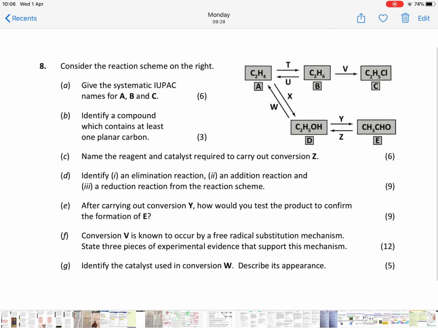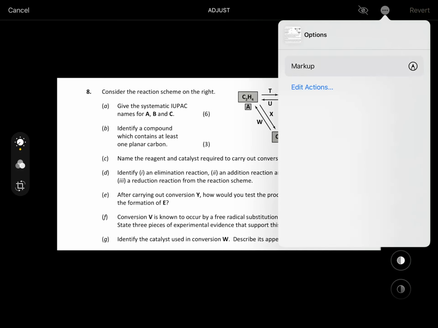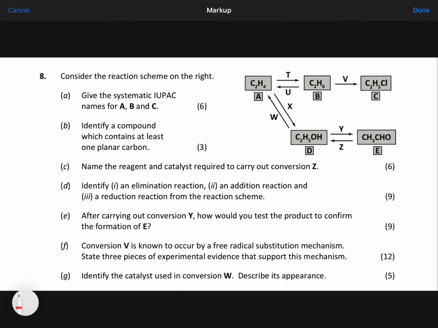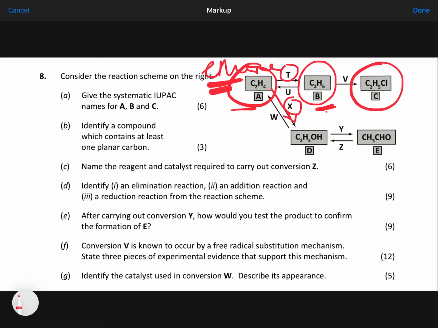Now, the last question that you had for homework was the pre-question that you had. So again, giving the systematic names. Now, we've met these before, so I'm going to be quick. Ethane is B, ethene here for A. Okay, now again, look, the minute you see the alkene, you are thinking T has to be addition, X has to be addition. Look at the arrows coming out from the alkene. This is your chloroethane, this is your ethanal, and then finally D is ethanol, okay?